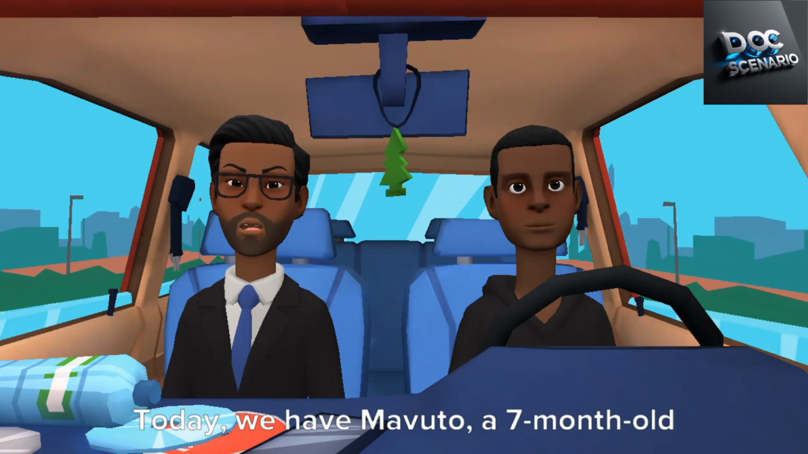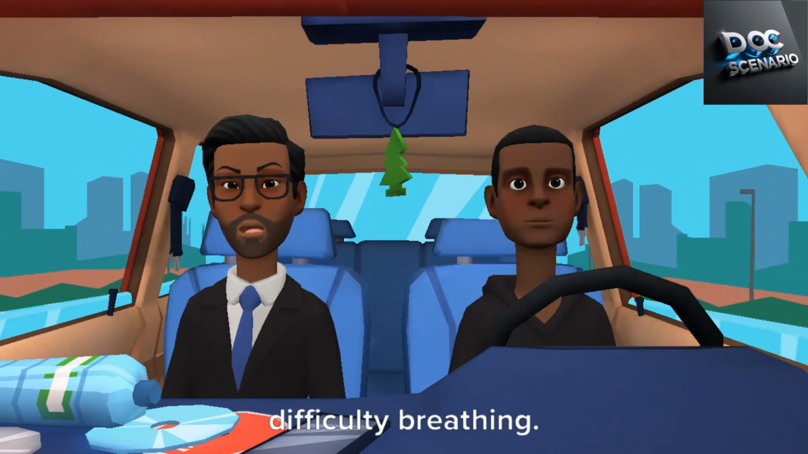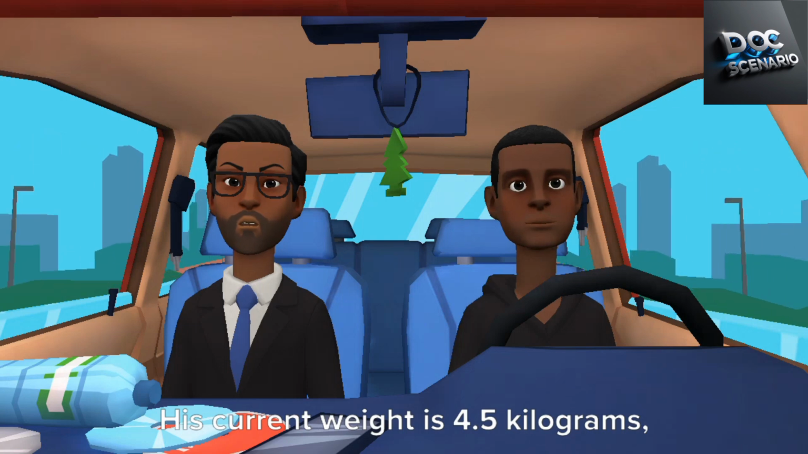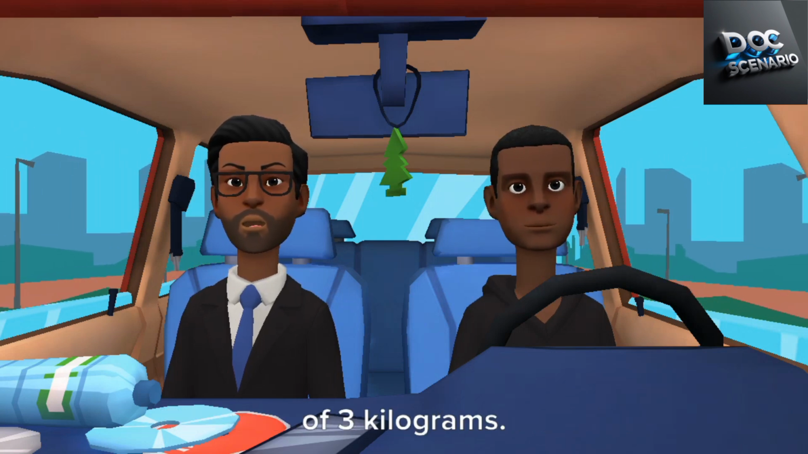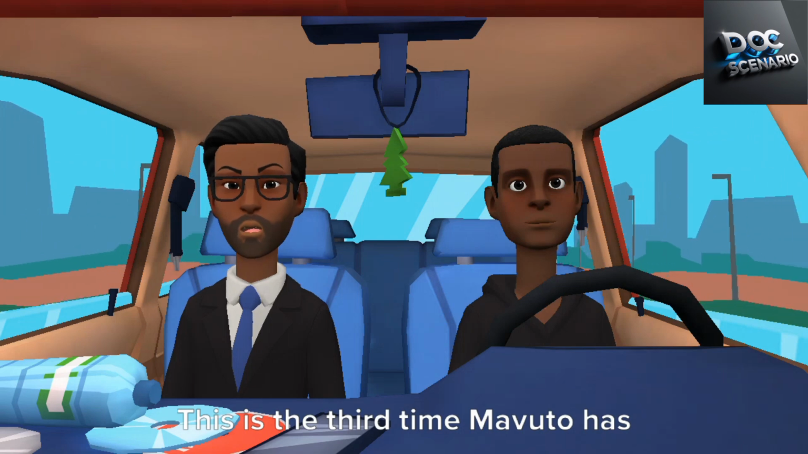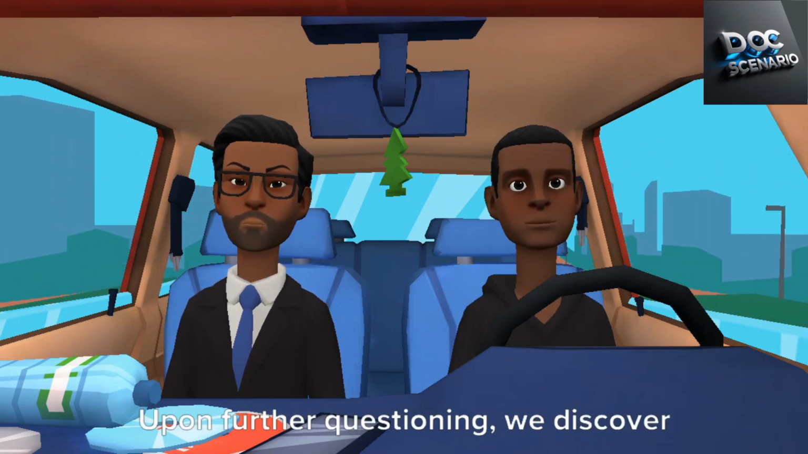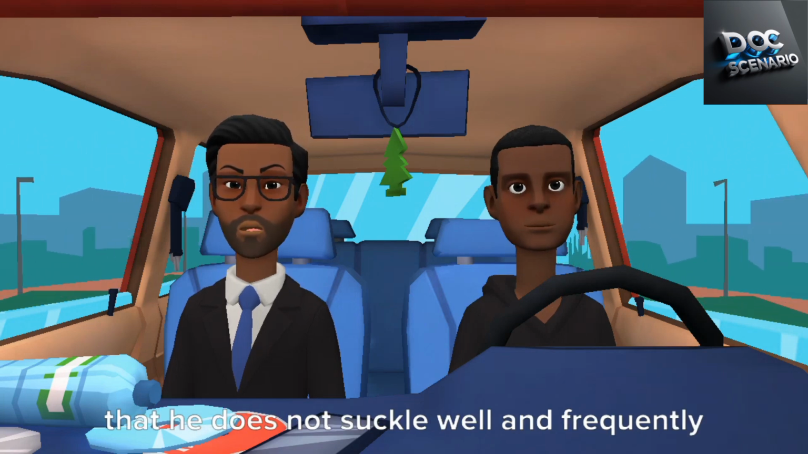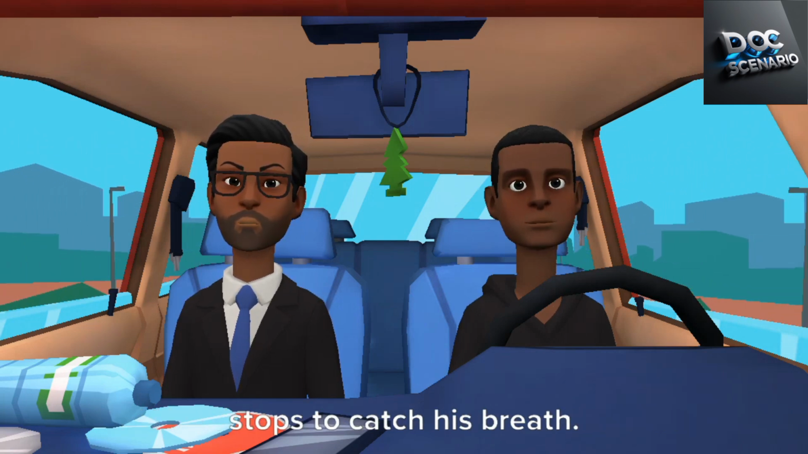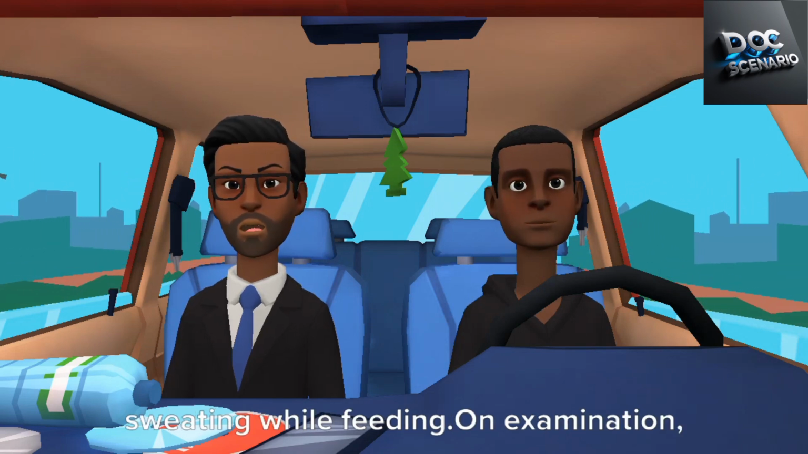Today, we have Mavuto, a 7-month-old infant who presents with a cough and difficulty breathing. His current weight is 4.5 kilograms, having been born at a term weight of 3 kilograms. This is the 3rd time Mavuto has been admitted to the hospital with similar symptoms. Upon further questioning, we discover that he does not suckle well and frequently stops to catch his breath. Additionally, he experiences excessive sweating while feeding.